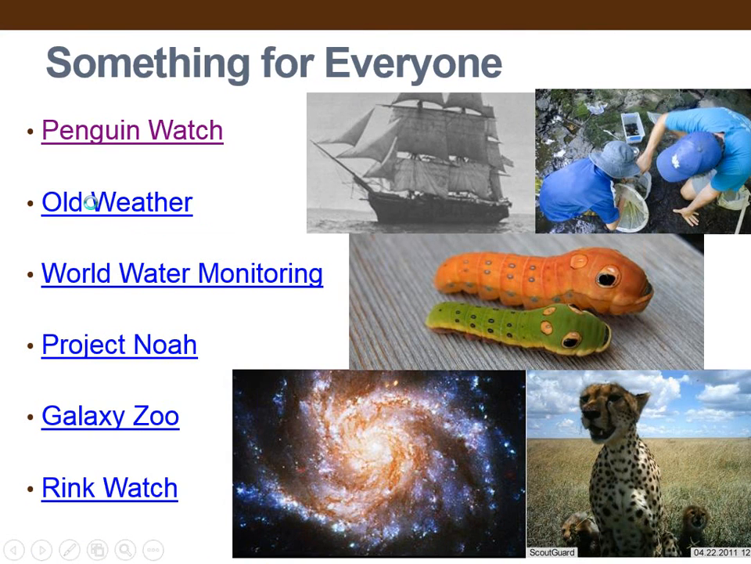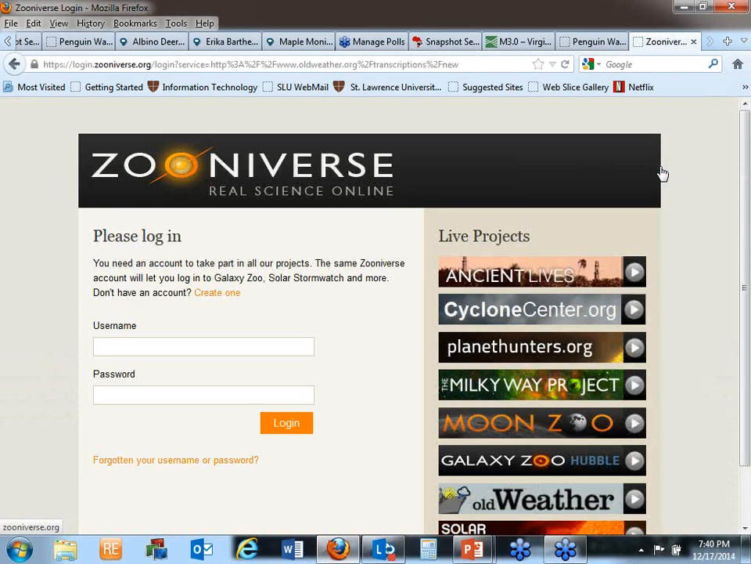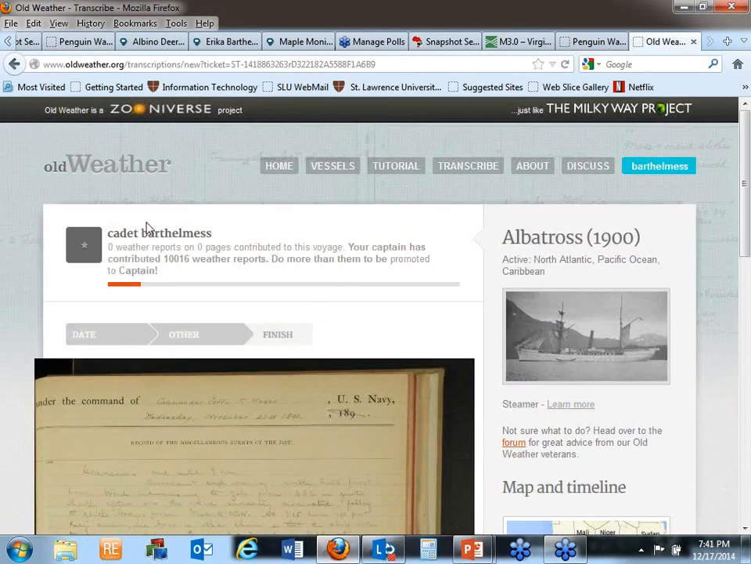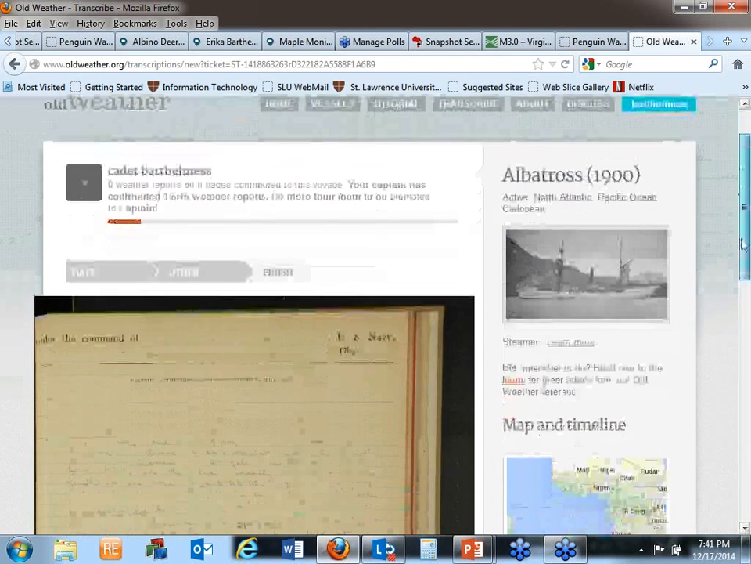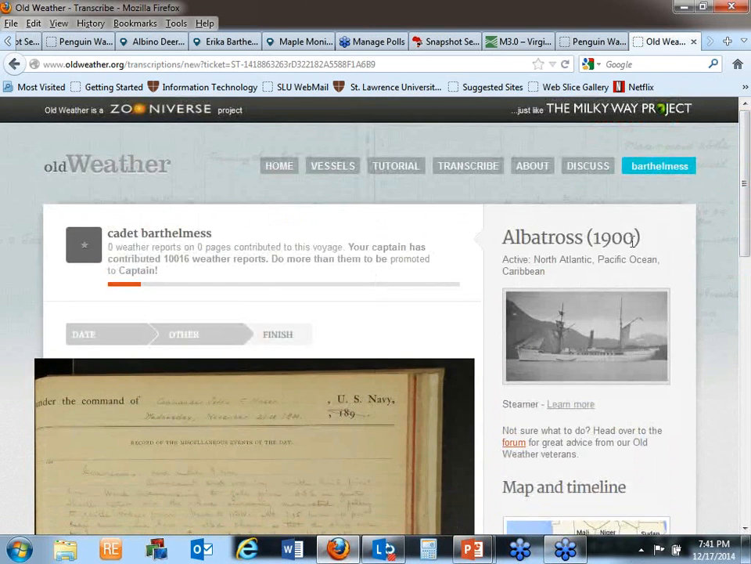This is a fun one, Old Weather. In this case, different than looking at pictures, what you do is you sign up to, oops, I thought I was logged in here, but let me log in really quick. In this one, what happens is you become a cadet, so there's a certain amount of role play involved. And what they're asking us to do is basically digitize the weather logs from old ships, mostly from the 1900s.